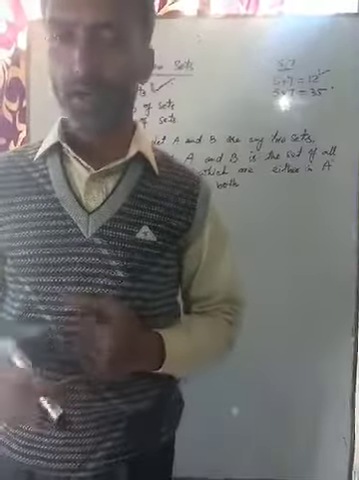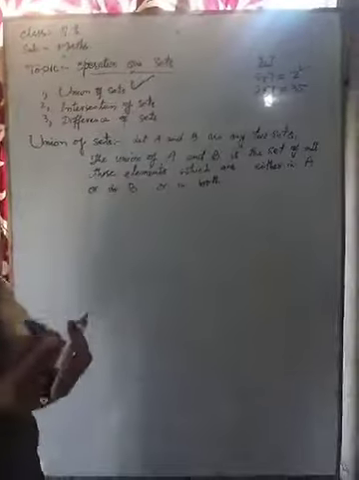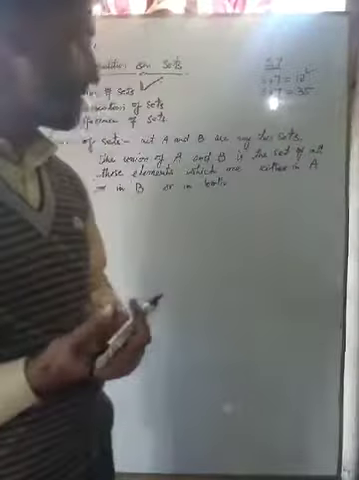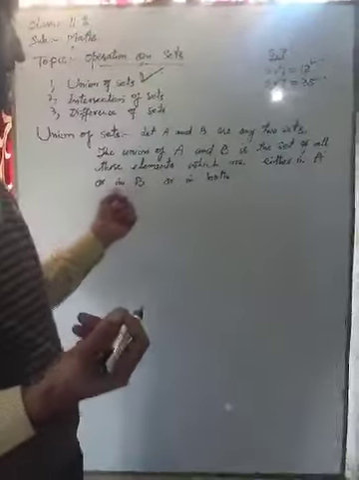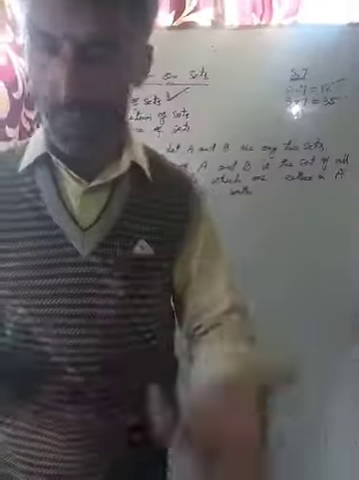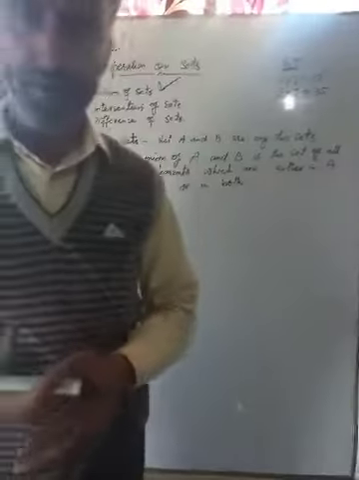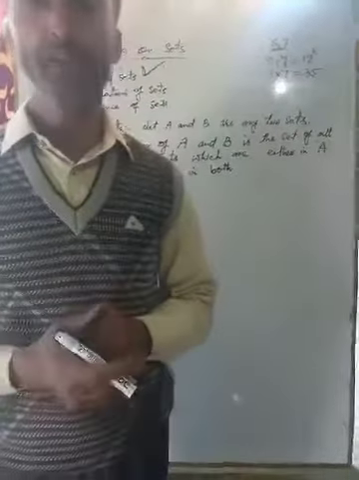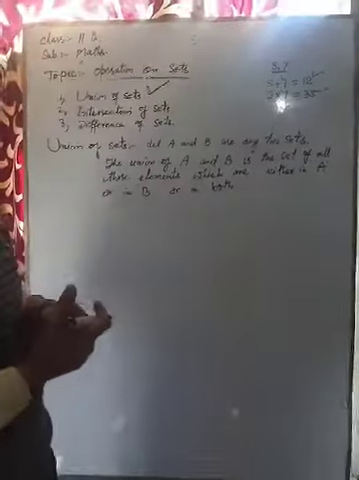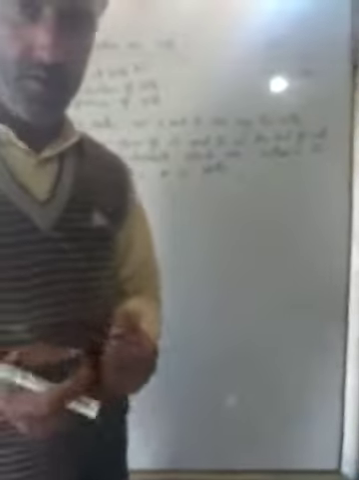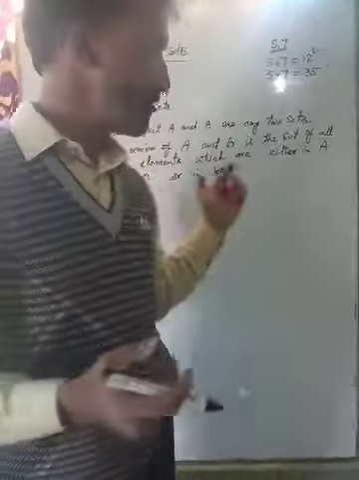A union B, we will get a new set. We will get another set. That set will contain the elements that will be elements of either A, or they will be elements of B, or they will be elements of both A and B. Here, dear students, note that the common elements are taken only once. A repetition of elements is not allowed in the union of two sets.